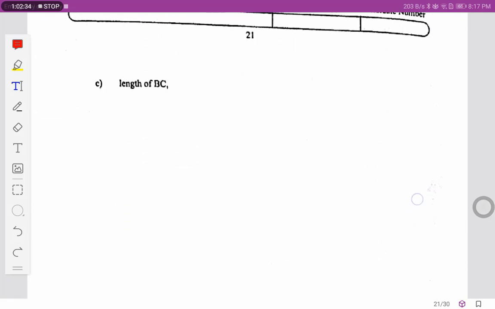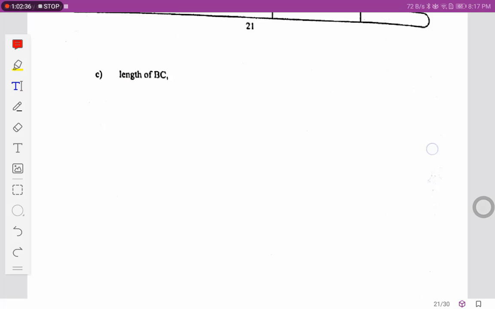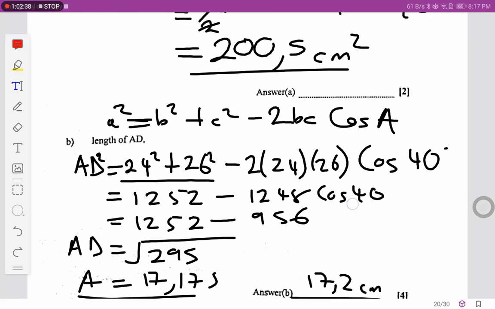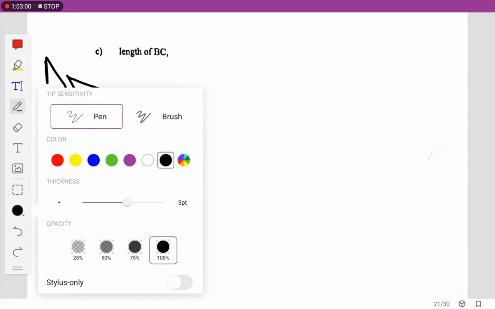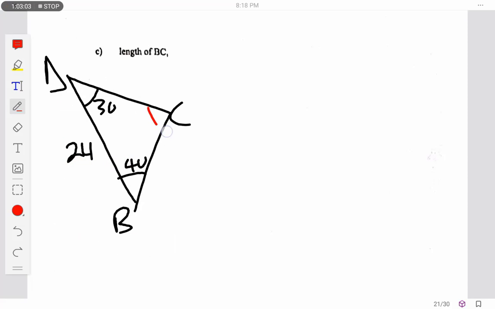We want to find the length of BC. Let's see where our BC is. I can draw it for you here. We had our D, our B, and our C, and this was 30 degrees, and this was 40 degrees, and we had 24 there. So we want to find BC. Using the triangle, this angle is going to be 180 minus 30 minus 40, so it's 110 degrees.